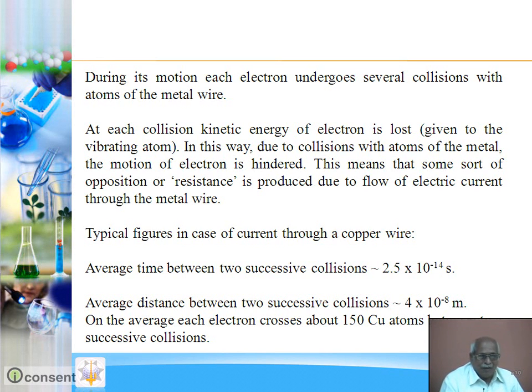So why is there a resistance? Because each free electron has to undergo several collisions in moving through the conductor. Resistance arises because of this.